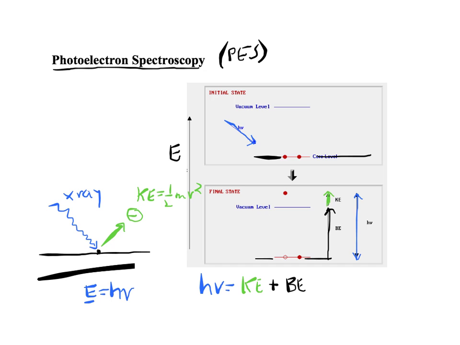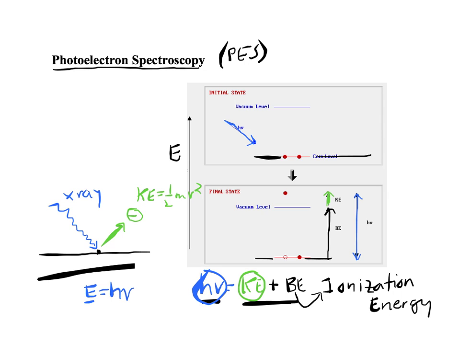Since energy is conserved, the total amount of energy we start with has to be the total amount of energy that we end with. The binding energy is essentially how much energy it took to eject the electron from the nucleus. And we know that definition already. That is called the ionization energy. So experimentally, if we know this and we can measure this, we can determine the ionization energy for that electron.